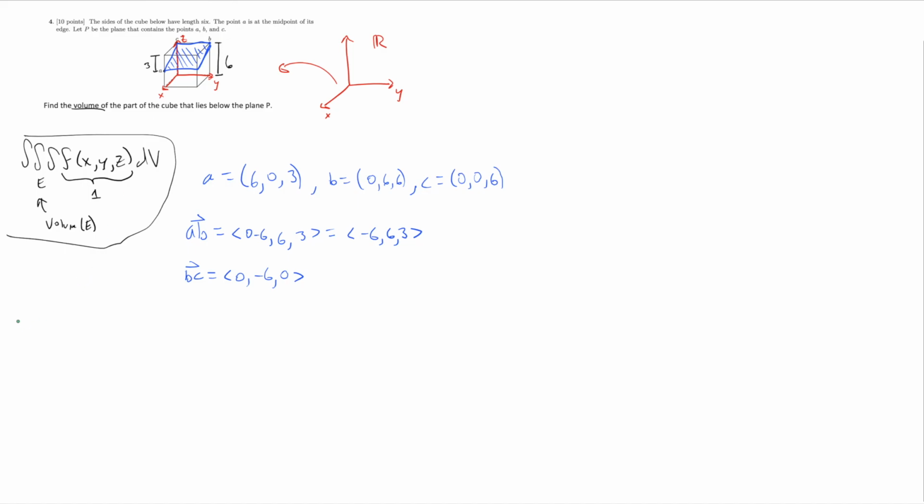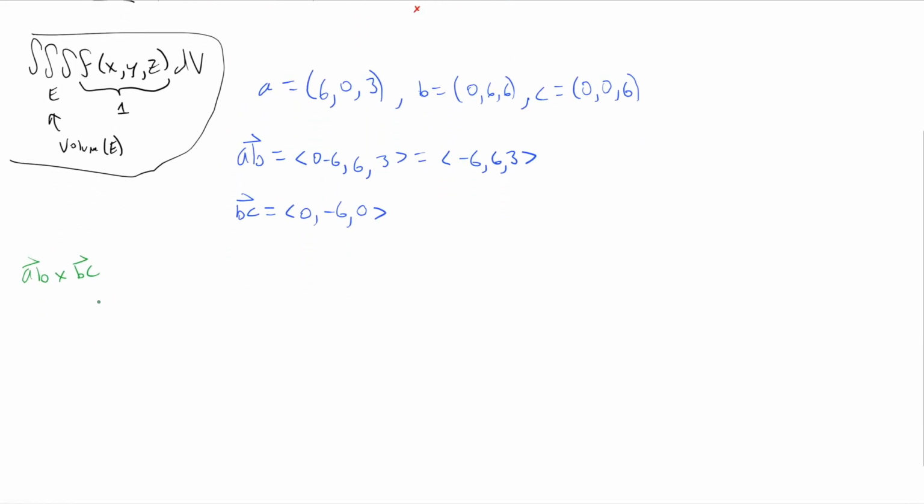Okay, so now we say AB cross BC, and this equals, let's set up our cross product, i, j, k, and our vector AB, let's put that in, -6, 6, and 3, and BC 0, -6, and 0. Sweet, now let's evaluate this.